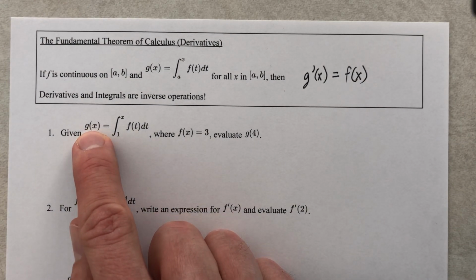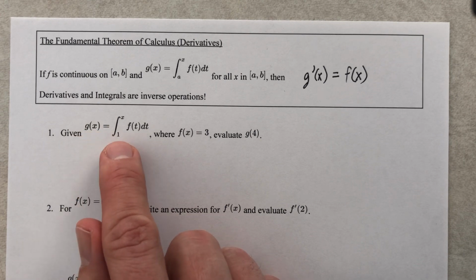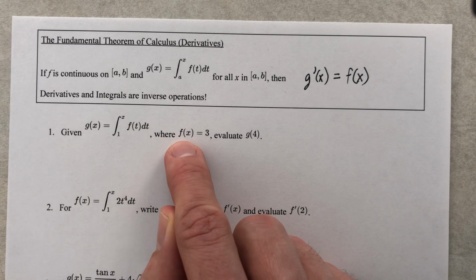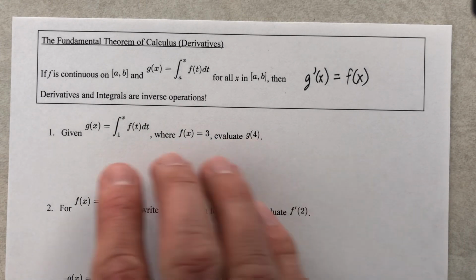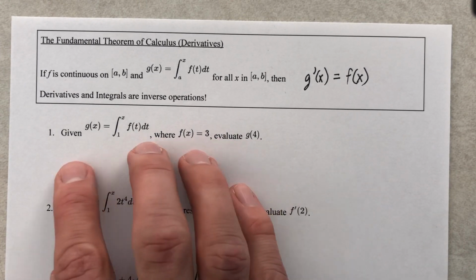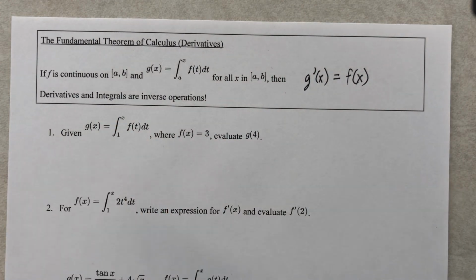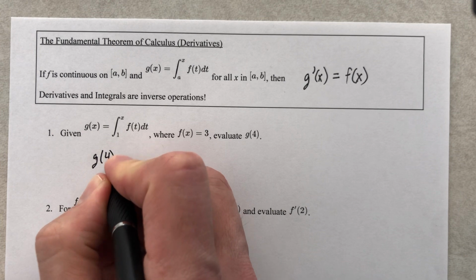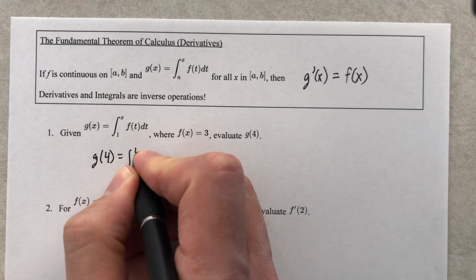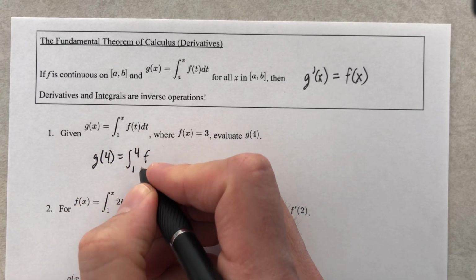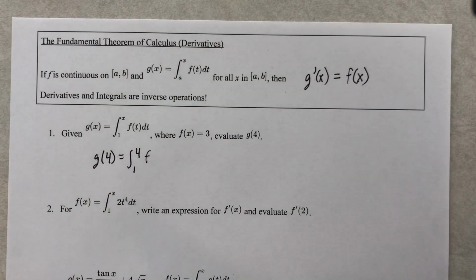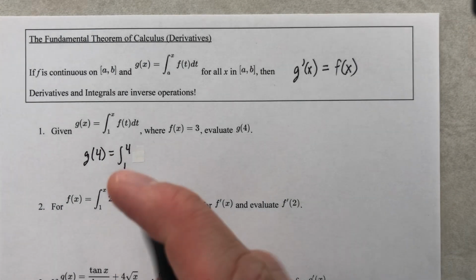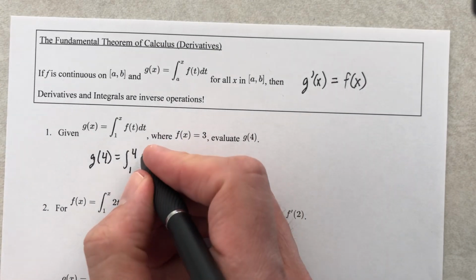Given g of x equals the area from 1 to x of f of t dt, where f of x equals 3, find g of 4. This idea is going to be pretty straightforward. Here we go. G of 4 is the integral from 1 to 4 of f of t dt. Well, they told me that the function f is really just 3.